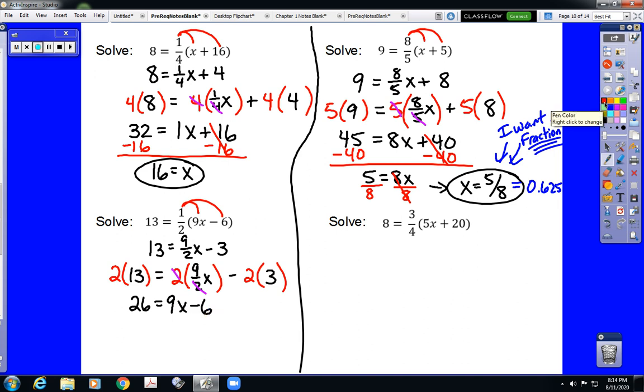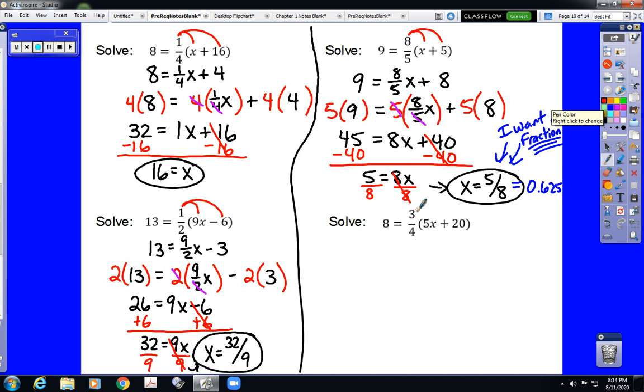We're going to add 6 to each side, which will give us 32 equals 9x. Then we're going to divide by 9. Once again, 32 is not a number that is divisible by 9. So we have x equals 32 over 9. Now please be careful to check and make sure that your fractions do not reduce. This one does not reduce, so we're good there. And we move on to the next one.